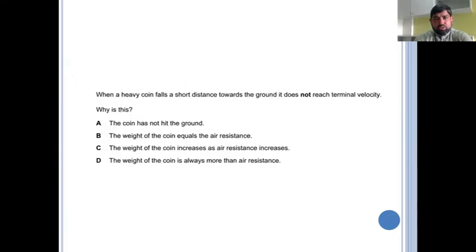When heavy rain falls a short distance towards the ground, it doesn't reach terminal velocity because it takes time. Why is this? The coin has not hit the ground. Sorry, so the coin has not hit the ground.